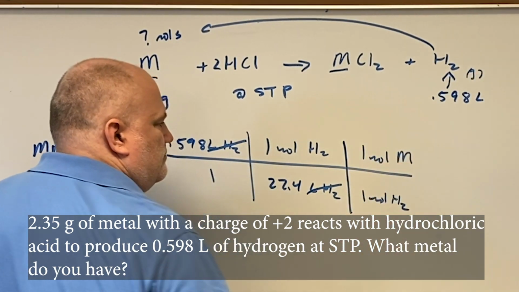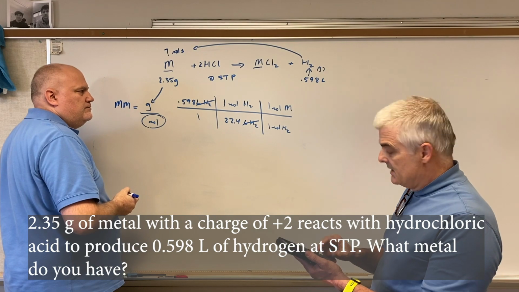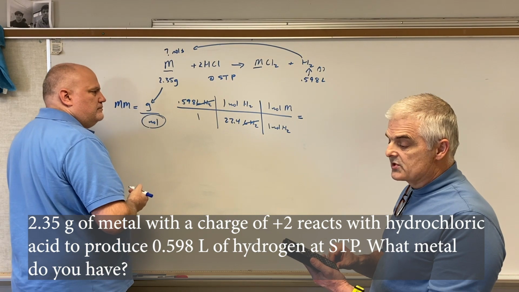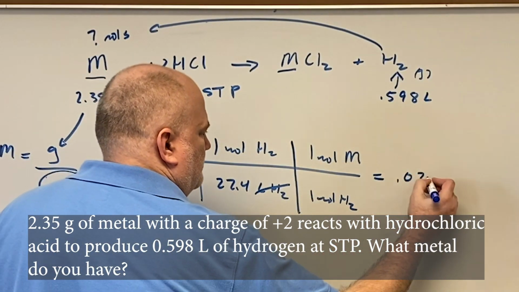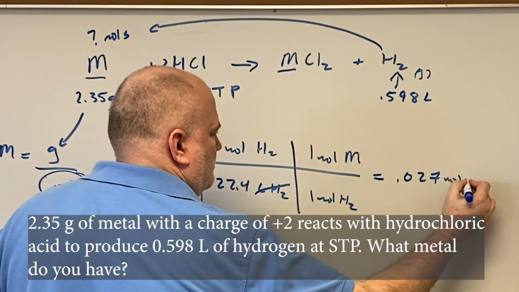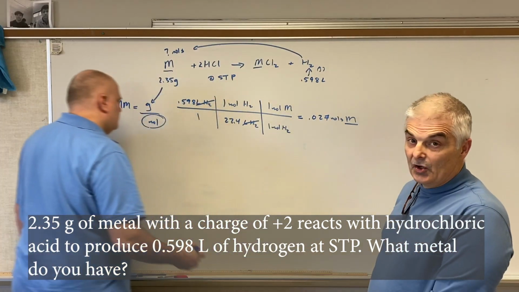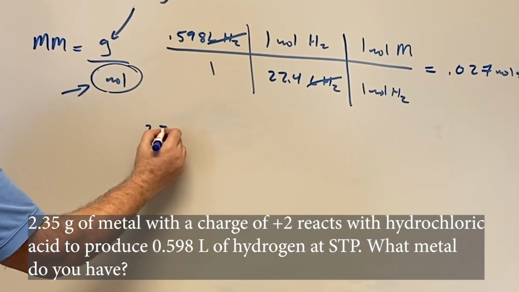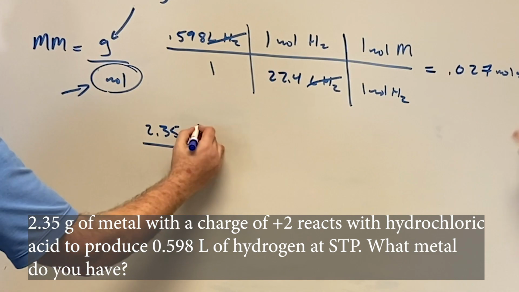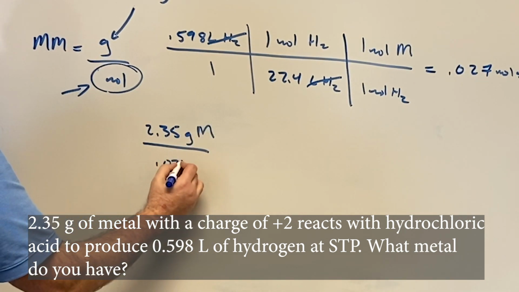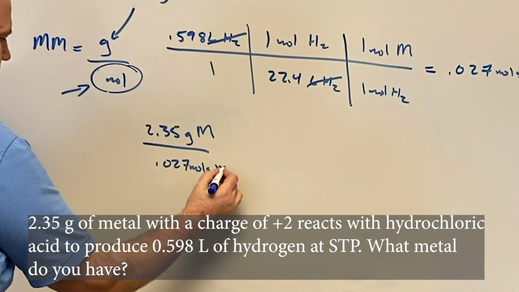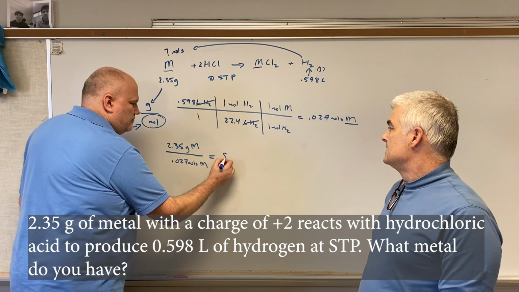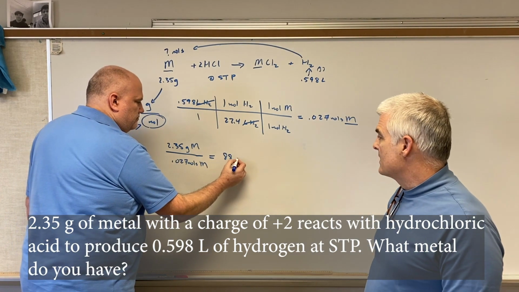I then get my trusty calculator out. I'll take 0.598 divided by 22.4 times 1, and I get 0.0267 moles of the metal. Now, I want to find out what it is. So I can just take 2.35 grams, this is easy, divided by my moles. So 2.35 divided by 0.027, and I get 88 and some change. We'll just call it 88 grams per mole.